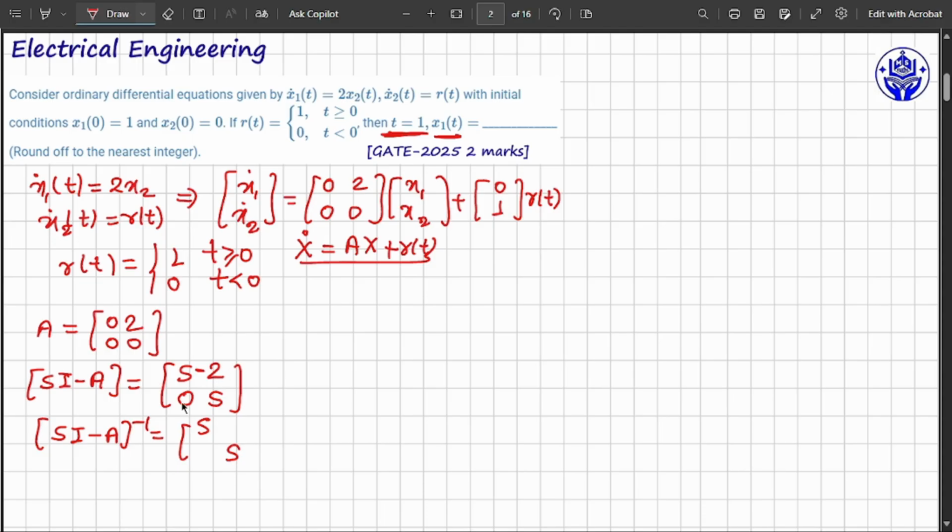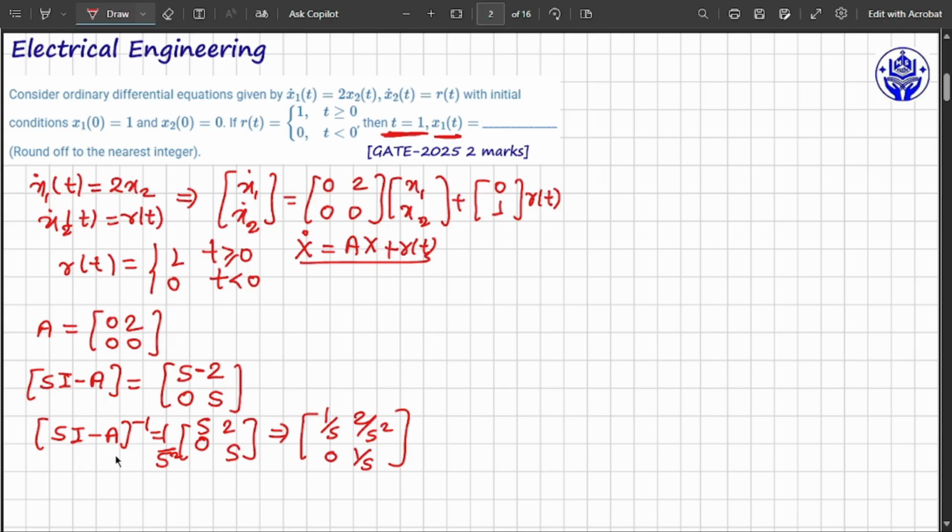And for the opposite diagonal, you change the sign. What is the determinant? It is s square. What is the inverse? Inverse is the adjoint divided by the determinant, so we divide by s square. This gives 1 by s, 2 by s square, 0, and 1 by s.